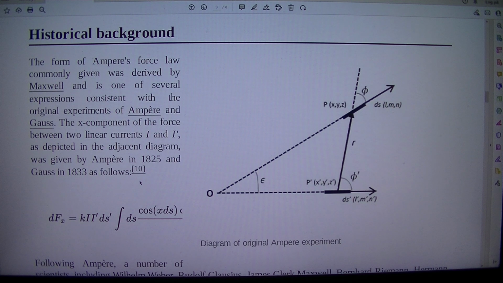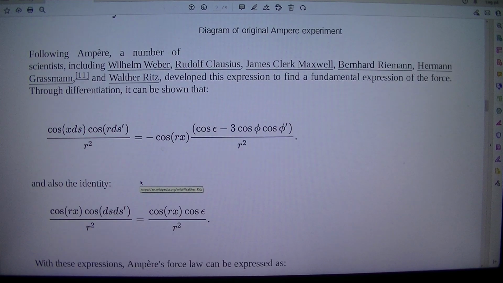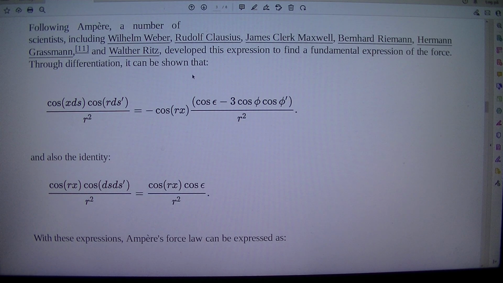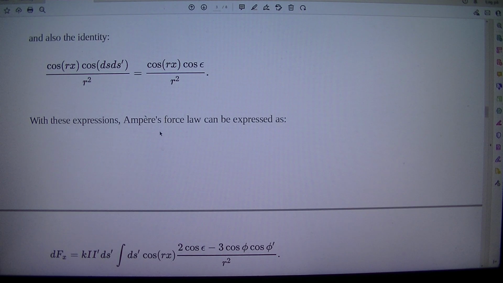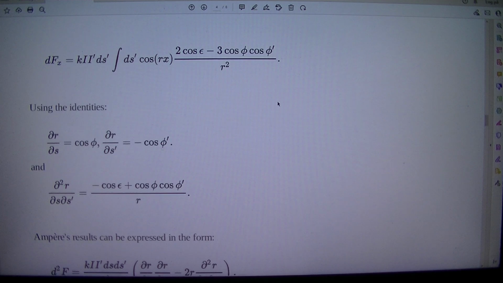Following Ampere, a number of scientists, including Wilhelm Weber, Rudolf Clausius, James Clerk Maxwell, Bernhard Riemann, Hermann Grassmann, and Walther Ritz, developed this expression to find a fundamental expression of the force. Through differentiation, it can be shown that, and also the identity, with these expressions, Ampere's force law can be expressed as, using the identities, and Ampere's results can be expressed in the form as Maxwell noted.